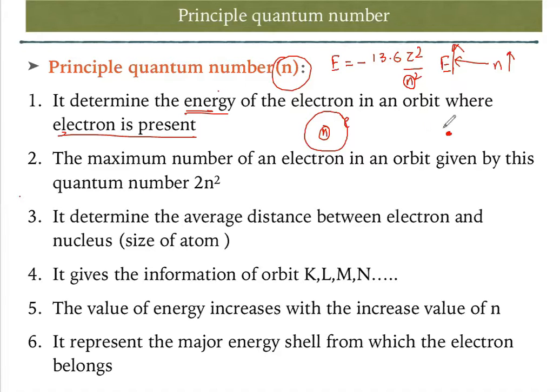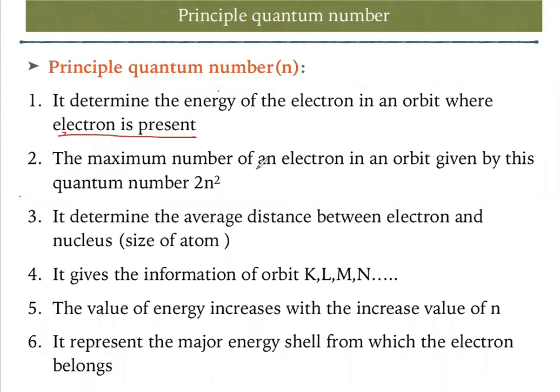So the principal quantum number, azimuthal quantum number, magnetic quantum number, and spin quantum number, these four quantum numbers represent the location of the electron. The second point tells about the maximum number of electrons in an orbit, given by 2n square, where n is equal to 1, 2, 3, 4 and so on. For example, if you put n equal to 1, then 2n square is 2. So in the first orbit, 2 electrons are present.